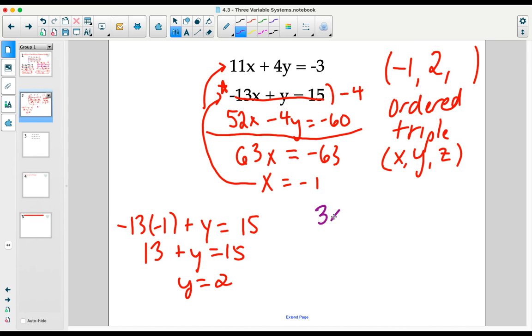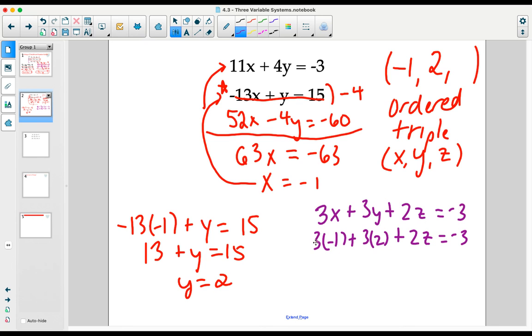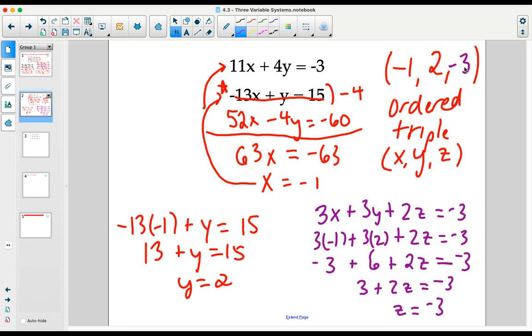So that equation was originally 3x plus 3y plus 2z is equal to negative 3. Subbing x is equal to negative 1 and y is equal to 2, plus the 2z is equal to negative 3. 3 times negative 1 is negative 3. 3 times 2 is 6. This is 2z. That's negative 3. This makes a 3 here. Now we're down to just one variable, a very simple two-step equation. And we end with z is equal to negative 3. So the last part of the ordered triple would be negative 3.